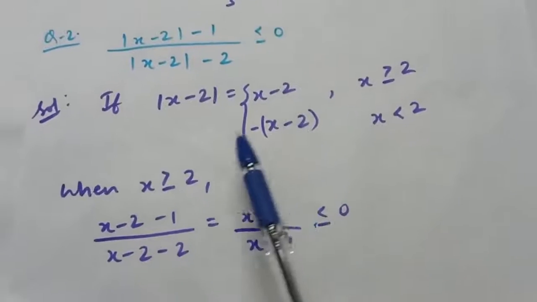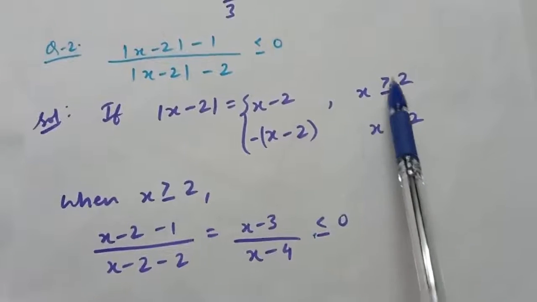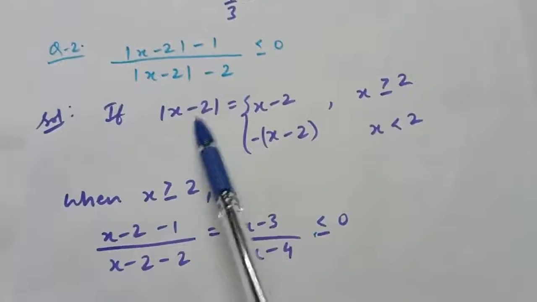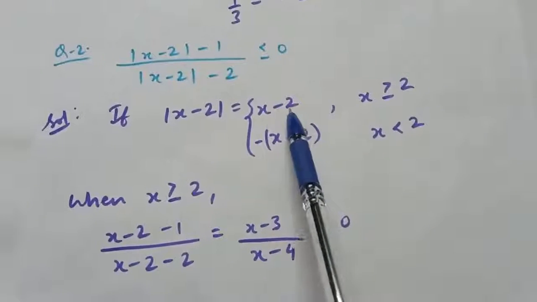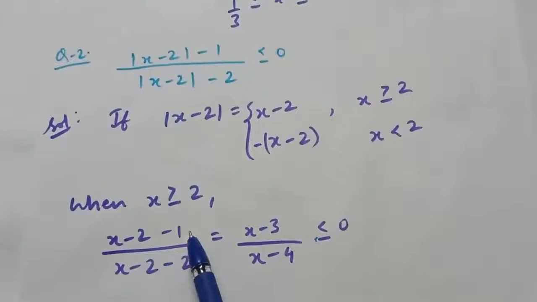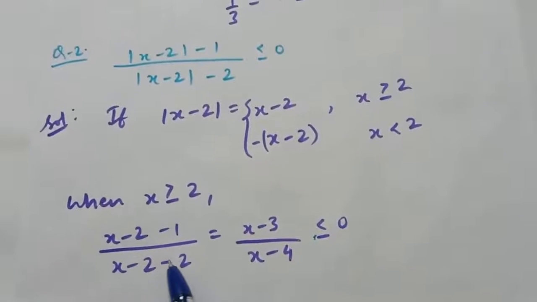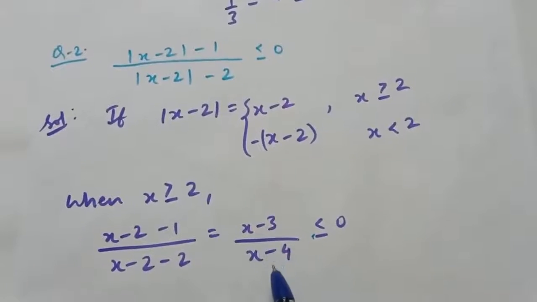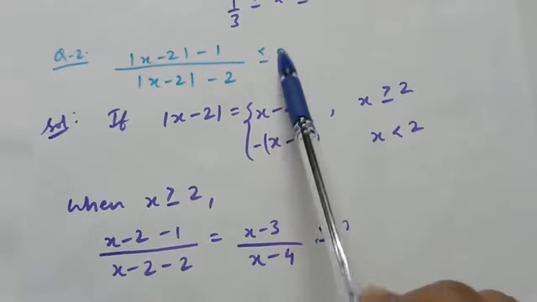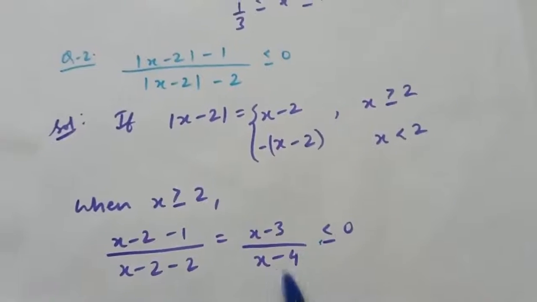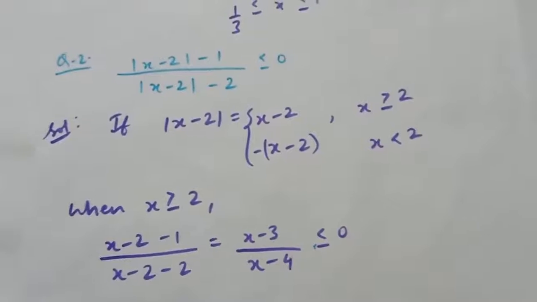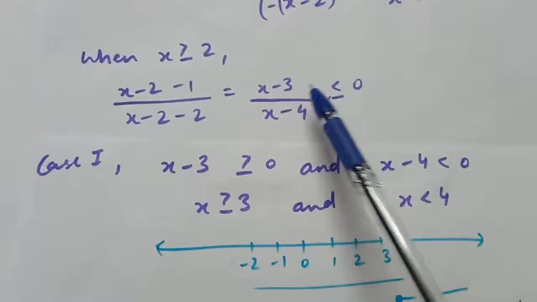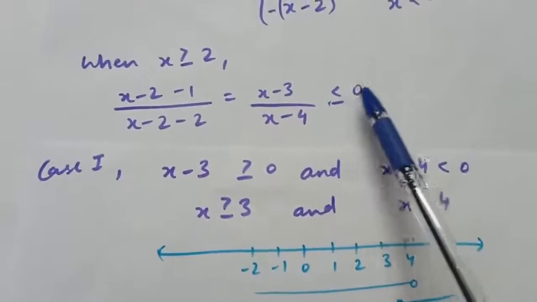Right? Now first we are taking this case when x is greater than or equal to 2. Then in place of modulus of x minus 2 you will write x minus 2. So x minus 2 minus 1 upon x minus 2 minus 2, which is equal to x minus 3 upon x minus 4, is less than or equal to 0. Now we will solve this. We know two cases will arise. So x minus 3 upon x minus 4 is less than or equal to 0.